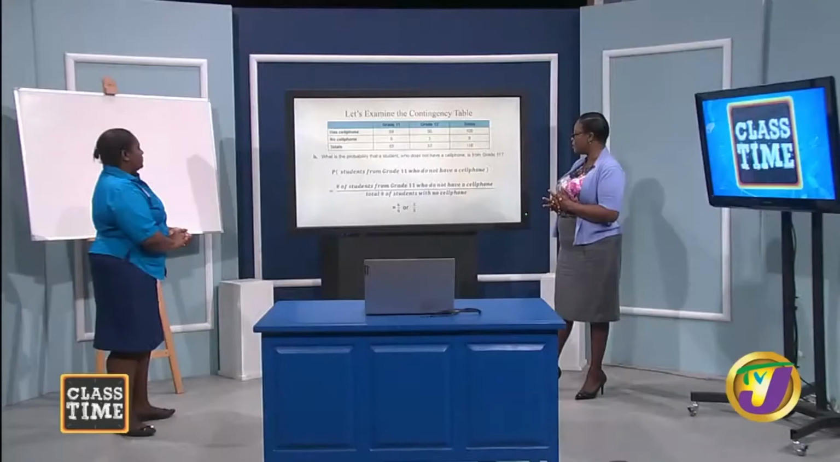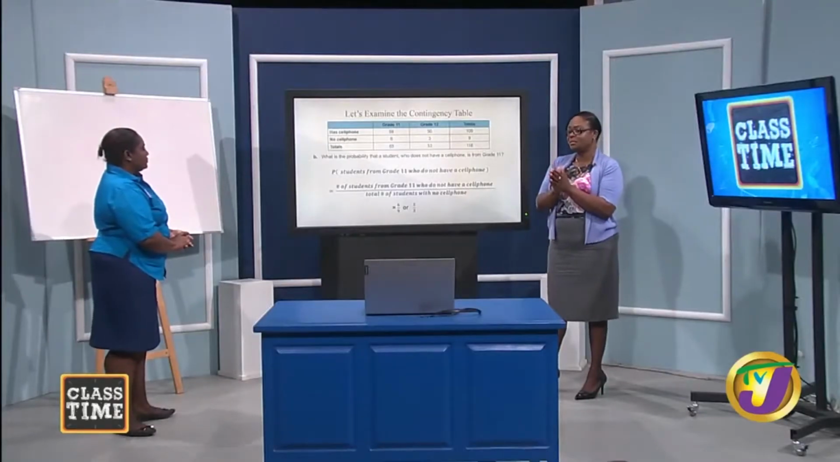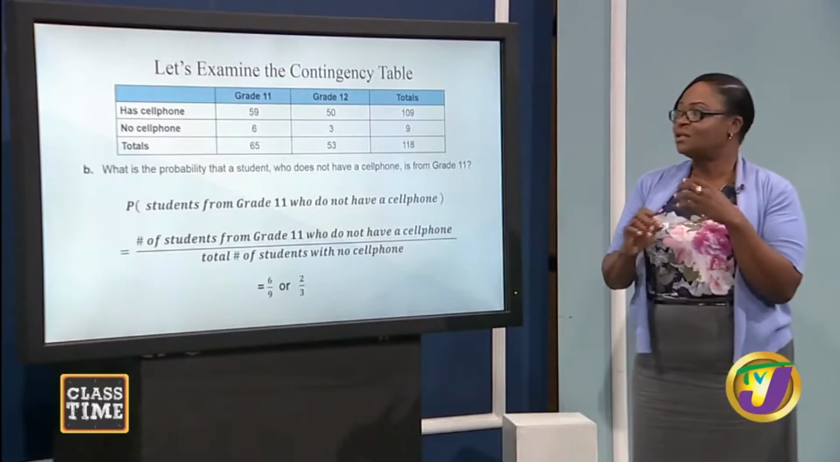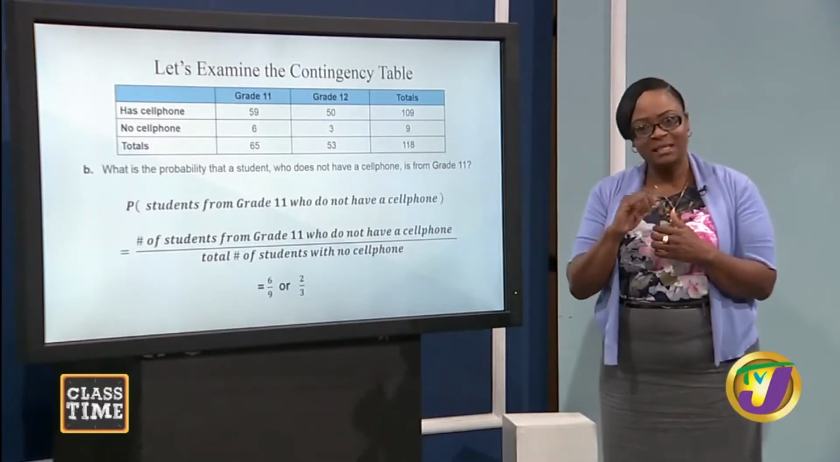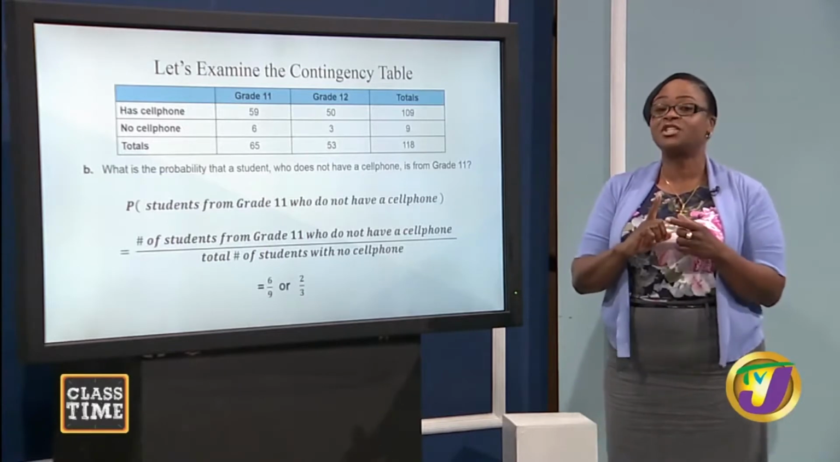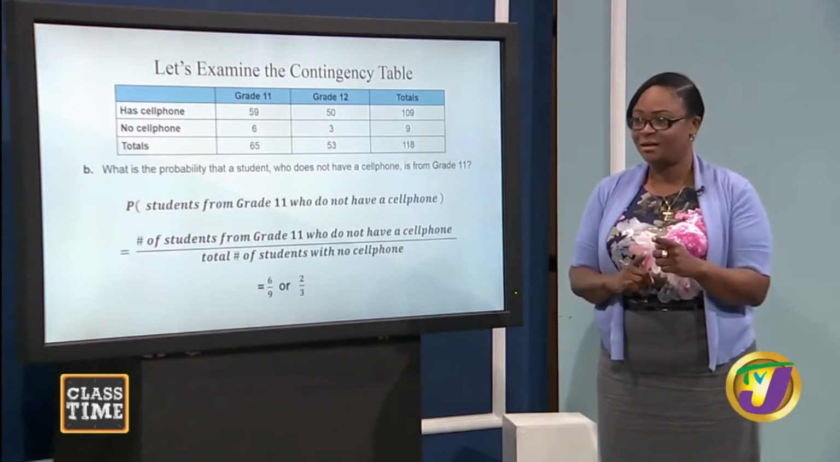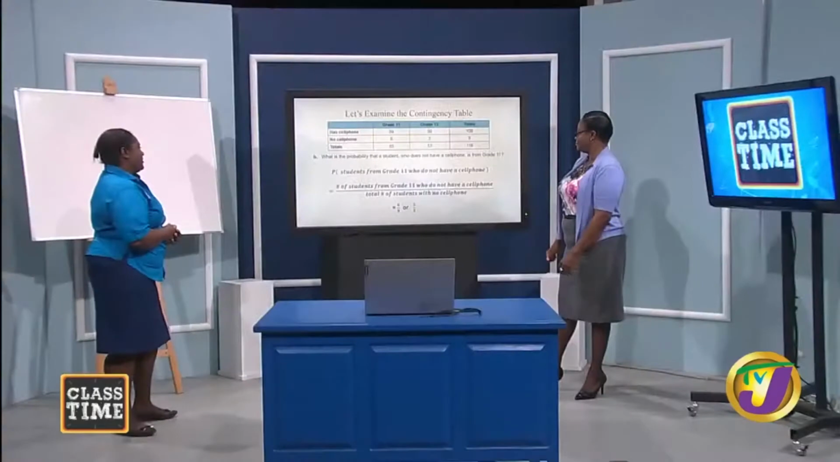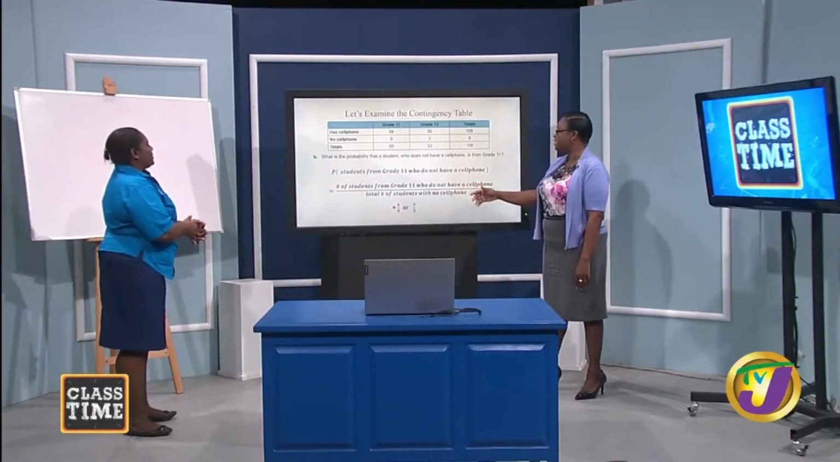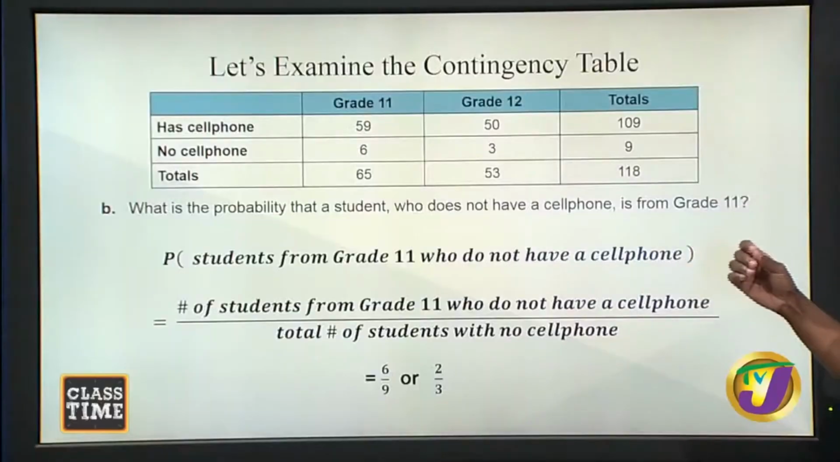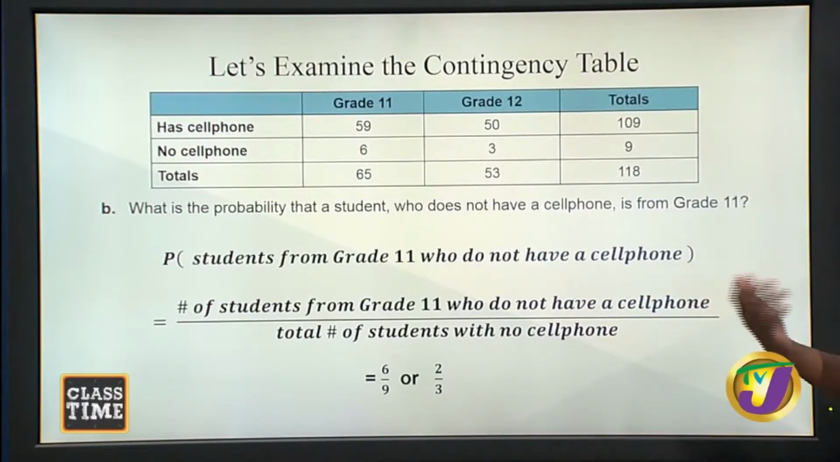Correct. And so, ladies and gentlemen, we have to remember that when we are working with the contingency table, we have to pay attention to the information. Pay attention to what is asked and what is given. Yes, so of course we see that we have 6/9 representing the probability of students from grade 11 who don't have a cell phone. And the 6/9 when simplified is 2/3.